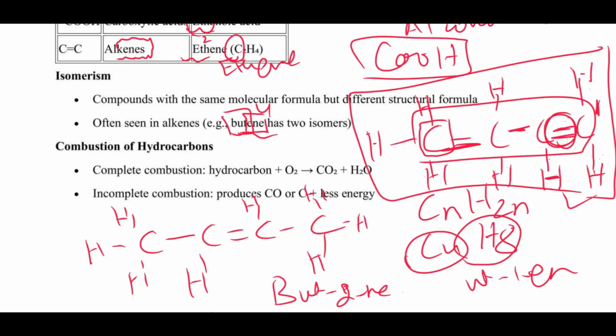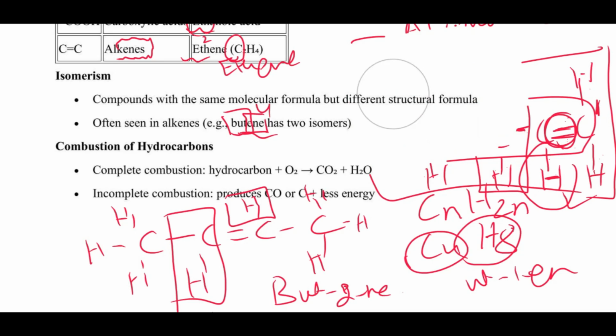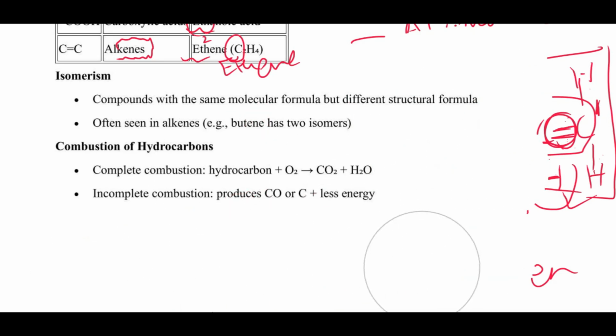So the number of hydrogens are 8, right? The number of carbons are also the same. But if you see here, this carbon has only 1 hydrogen, and the second carbon has 1 hydrogen, right? But the third one has 2 hydrogen here, while we have 1 hydrogen in the third carbon of the other. It means the structure is not the same. So this is what we call structural isomers: those compounds that have the same molecular formula but different structural formula.